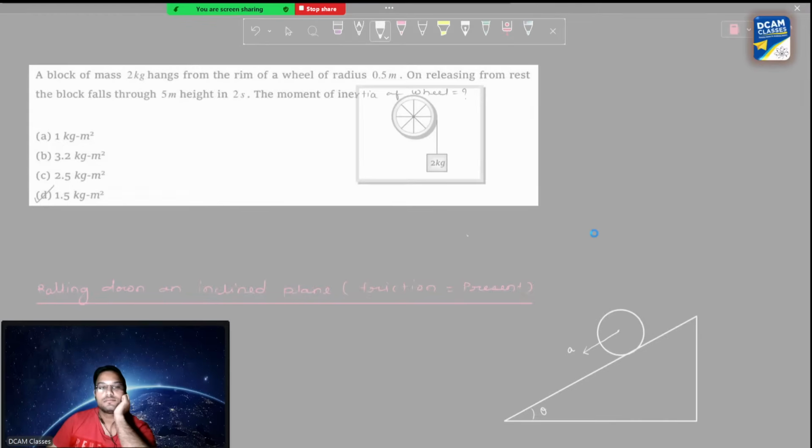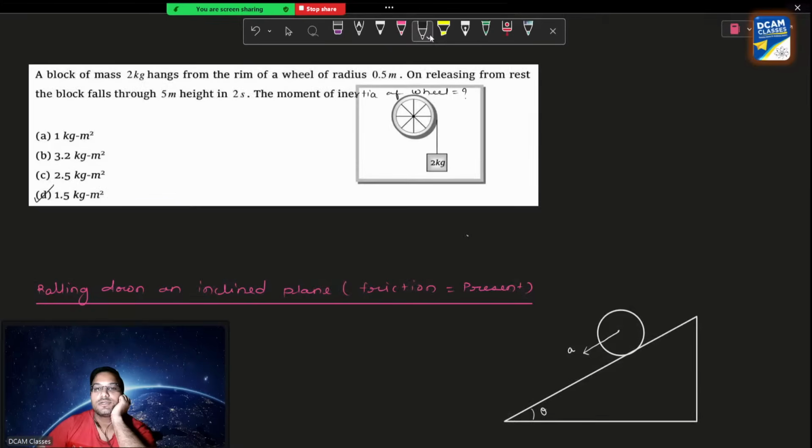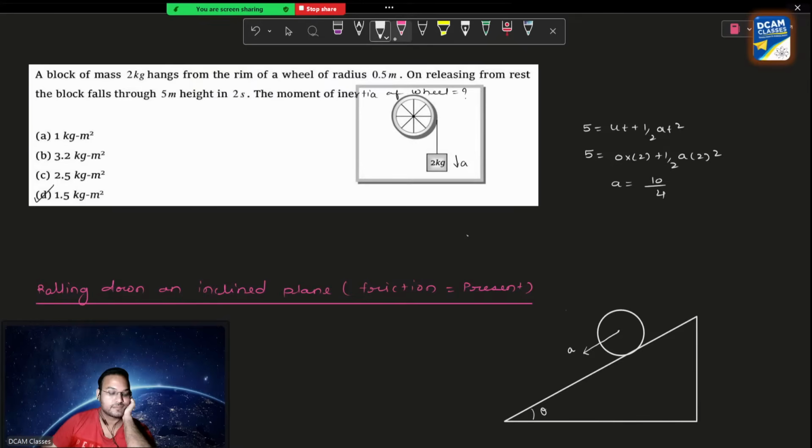The acceleration, if you want, see now, because he has given it falls through a height of 5 meter in 2 seconds. That means what? S is 5 meter, S is equal to ut plus half at square you can apply. So using that, 5 is equal to 0, initial velocity is 0, into 2 plus half a into 4. So I have calculated acceleration. So 10 by 4. That's acceleration is 10 by 4. You have written 10 by 4 as 2.5, that's why you're getting wrong answer.